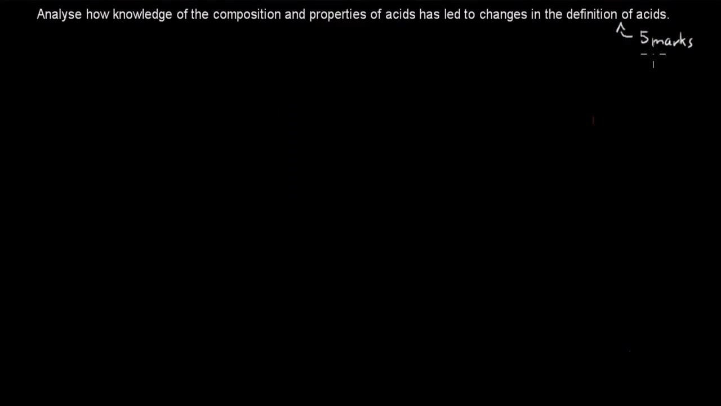Welcome back. This question's worth 5 marks, and you're meant to be analyzing the change in the definition over time. It says specifically about the acid, so you don't have to talk too much about the bases. If you remember, we talked about 5 important people. First was Robert Boyle, who came up with the observations that acids were sour. Then came Lavoisier. Then Humphrey Davy. Then Arrhenius. And last but not least, the Bronsted and Lowry theory of acids.